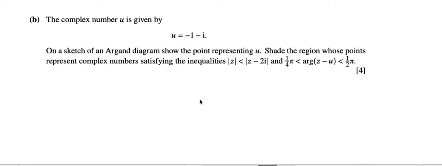Next part of it: the complex number u is given by u equals 2, negative 1 minus i. On a sketch of an Argand diagram, show the point representing u, and shade the region whose points represent the complex numbers z satisfying the inequalities modulus z less than modulus z minus 2i, and then you have negative half pi less than argument of z minus u less than half pi.